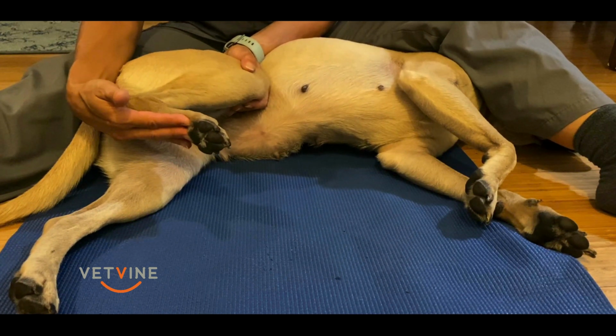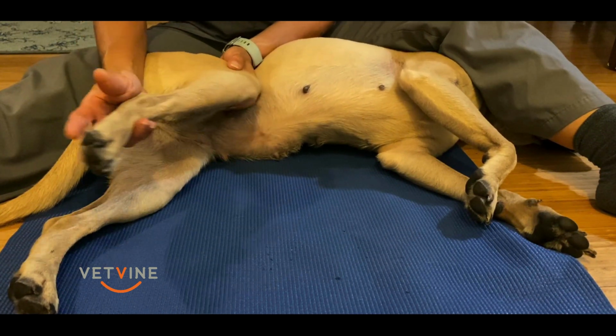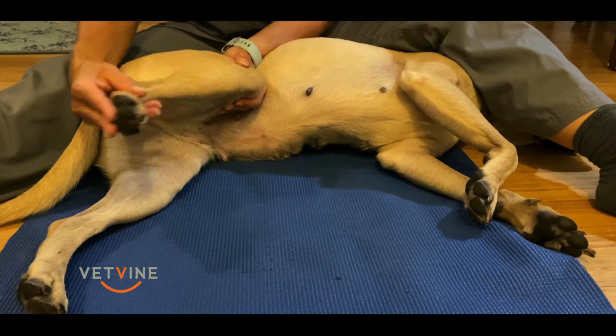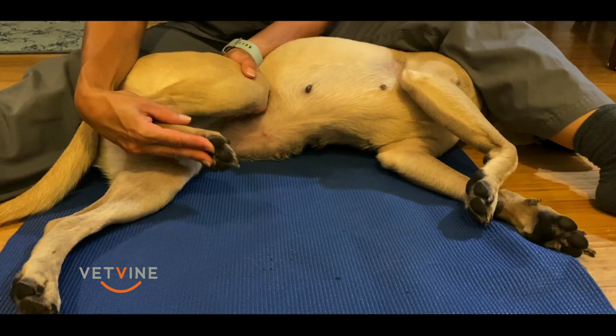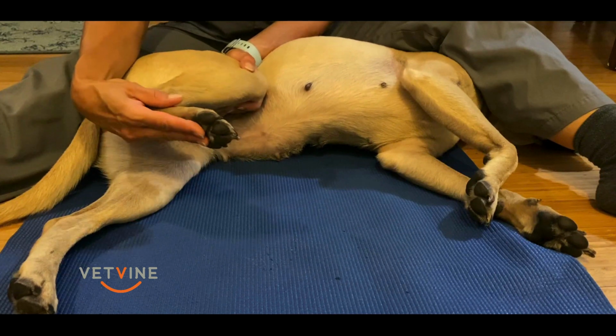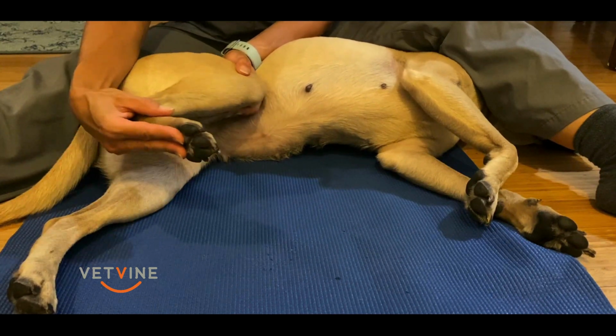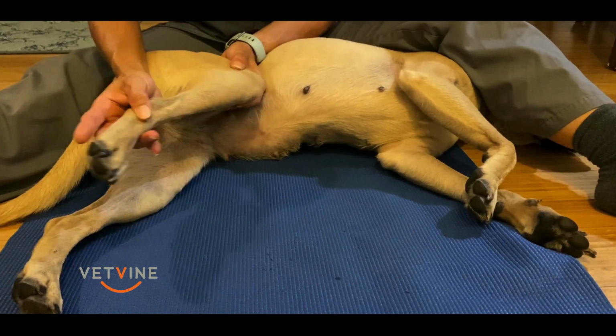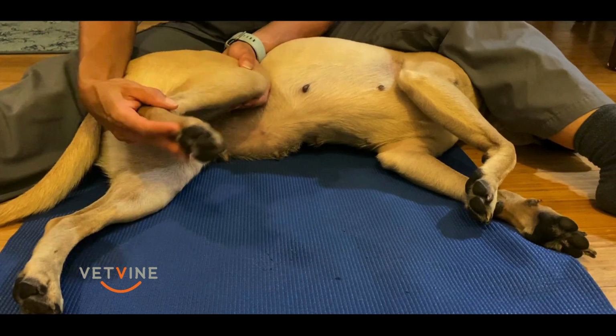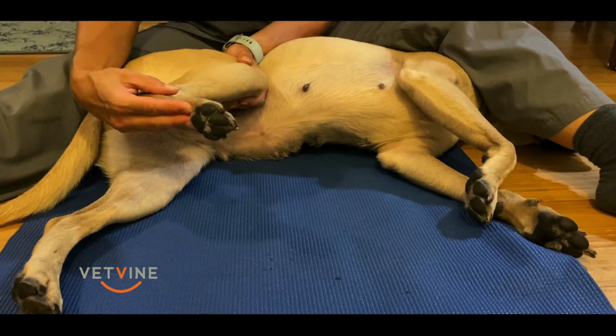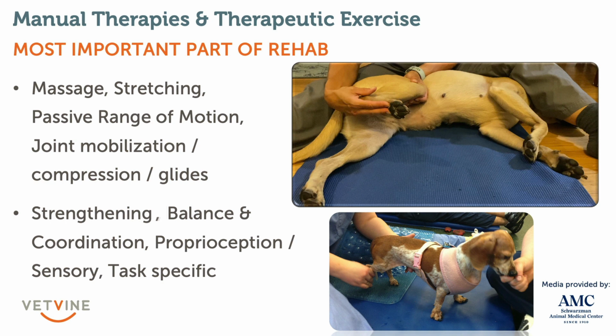You'll notice that I'm holding the limb parallel to the body. I'm never pulling on the paw. It's a very gentle guiding. And what I'm doing there is putting the ankle or the tarsus through a range of motion. It should be very well accepted by the patient. But beyond those types of massage, stretching, passive range of motion, we also have, of course, therapeutic exercises.